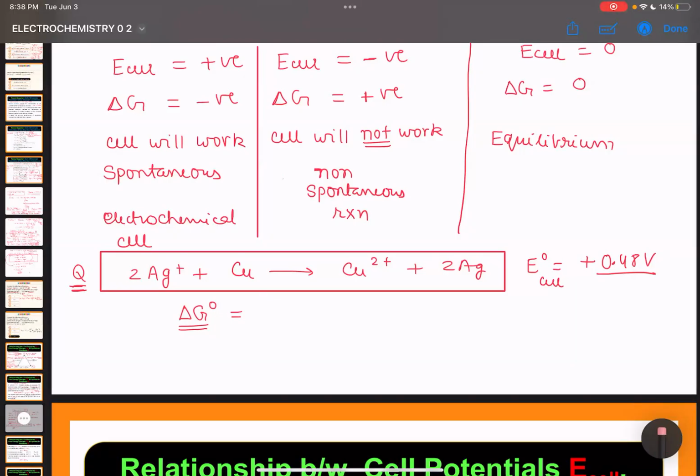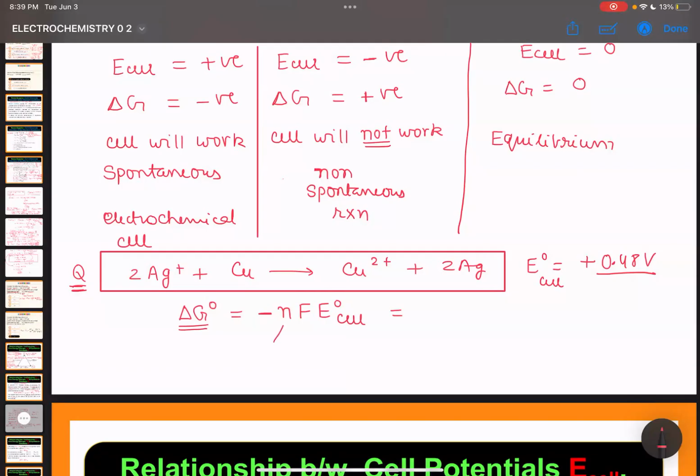Delta G naught equal to, first we should write a formula. Yes, it will be negative. Minus nF E naught cell. This is delta G naught, standard, so I should write E naught cell. If they give E, you should write delta G equal to minus nFE. And this EMF is positive, so this is going to be negative. So what is this value that is being asked? How are you going to calculate what you are going to put here to get the answer of standard Gibbs energy change?